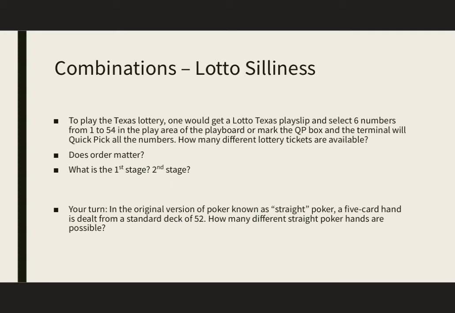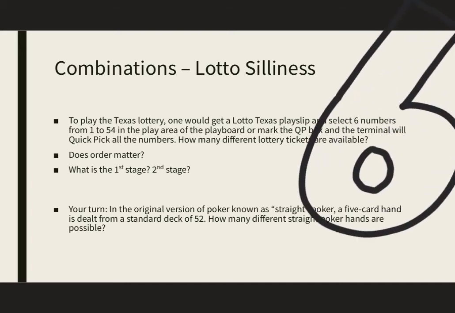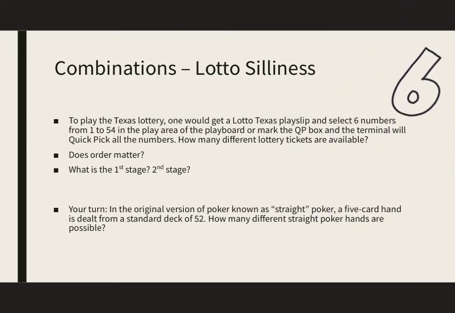Let's talk about some Lotto silliness now, from crazy to silly. To play the Texas lottery, don't do it, one would get a Lotto Texas play slip and select 6 numbers from 1 to 54 in the play area. And that's in this play board that you choose the things. Or you could do the quick pick box, QP, and the terminal will quick pick all the numbers, and it will just print out the ticket and you get your numbers automatically, just totally random. So they say. How many different lottery tickets are available?